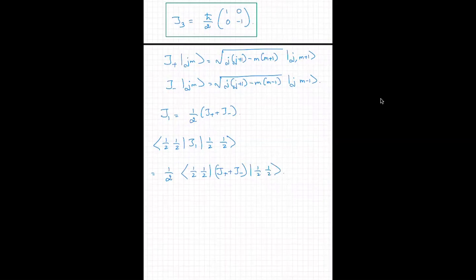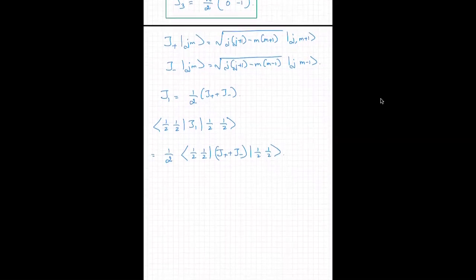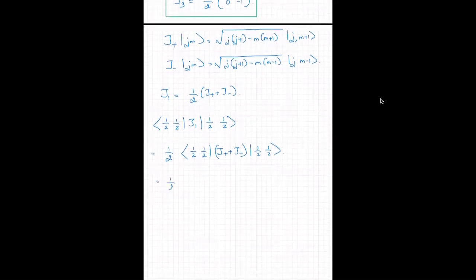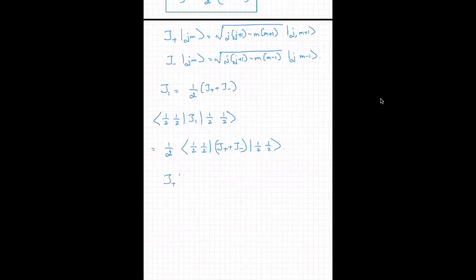So for shorthand, I will call this one C plus and this one C minus. I will evaluate this, but if I don't need to evaluate, I'll just use shorthand. So this is equal to 1/2 of C plus |1/2, 1/2>. J plus acting on |1/2, 1/2>, let me evaluate this explicitly so there is no confusion. What is this going to be?